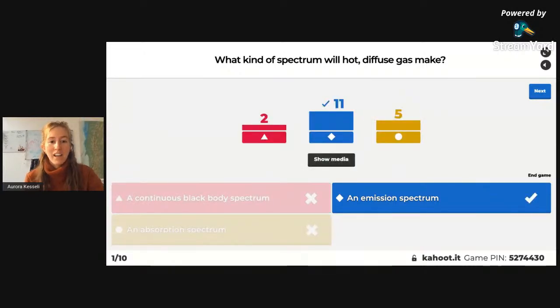Okay, nice. Yeah, so most of you got this. Hot diffuse gas, so hot optically thin gas, will make an emission spectrum. If you want a black body spectrum, you need hot optically thick or dense gas. And for an absorption spectrum, you need dense gas, and then on top of it, you need this diffuse gas, and that will make an absorption spectrum.